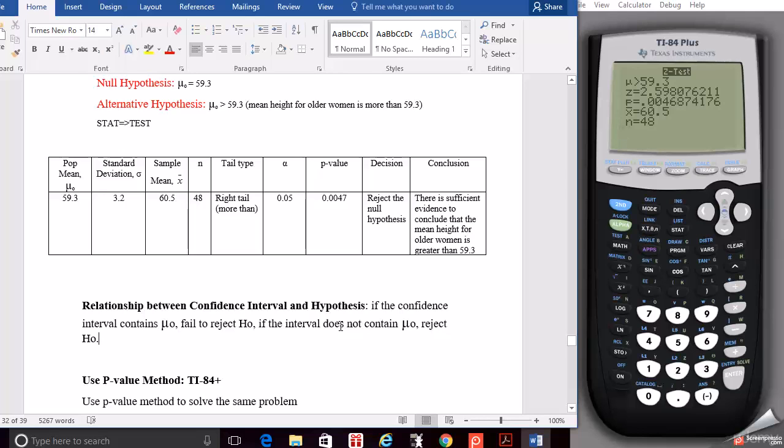So that is how we test hypothesis using the p-value method using the TI-84 Plus.